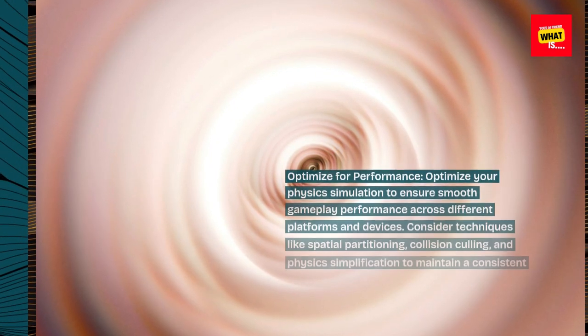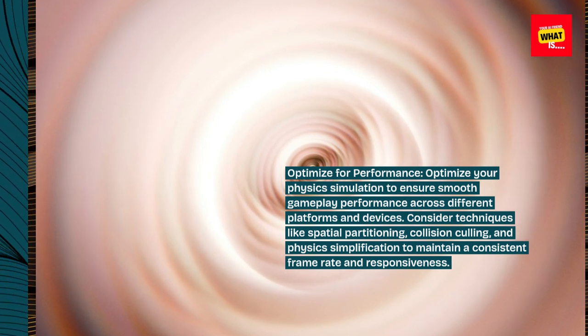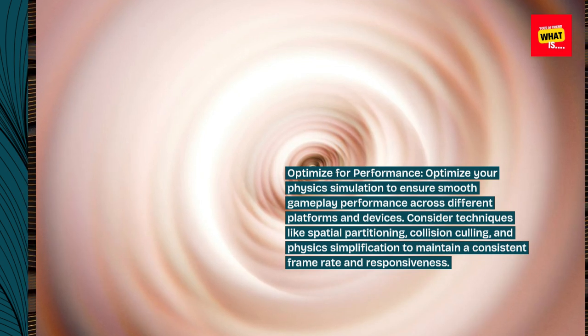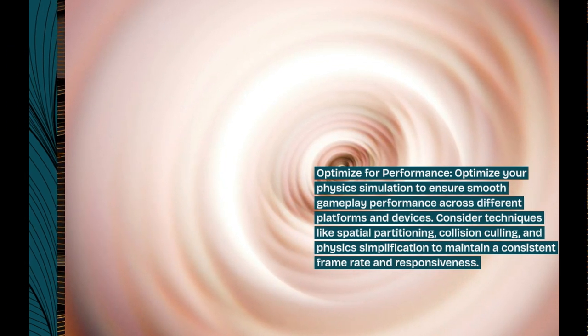Optimize for performance. Optimize your physics simulation to ensure smooth gameplay performance across different platforms and devices. Consider techniques like spatial partitioning, collision culling, and physics simplification to maintain a consistent frame rate and responsiveness.